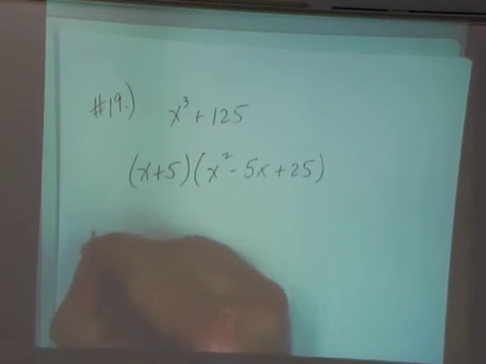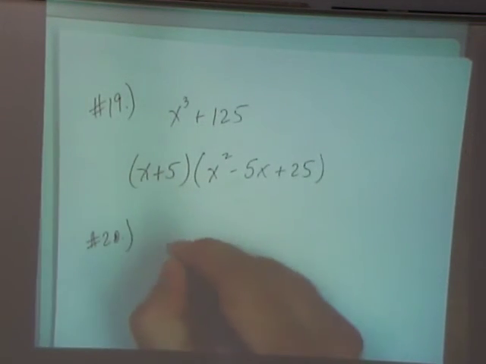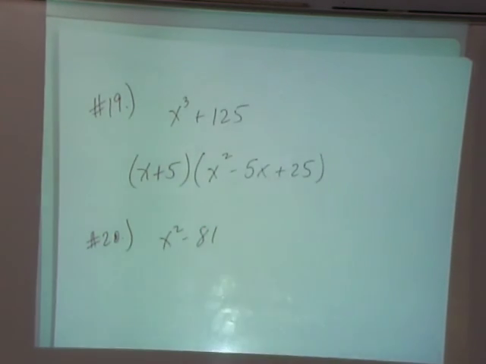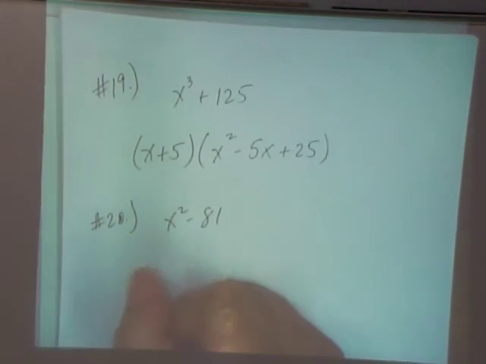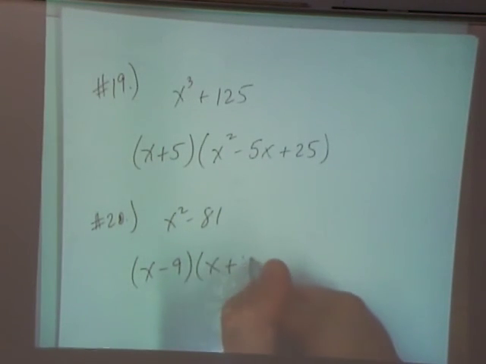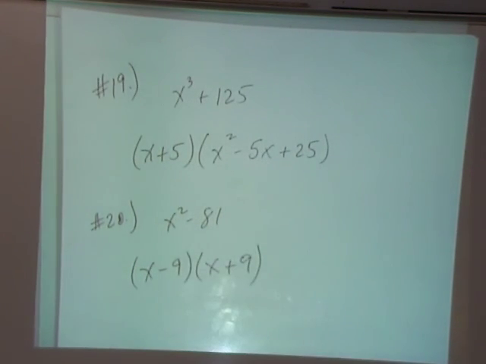Number 20. Difference of two squares, x minus 9, x plus 9. Questions?